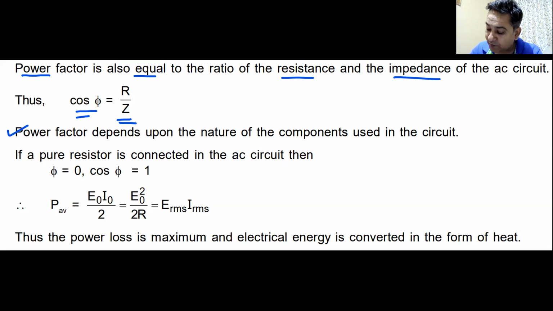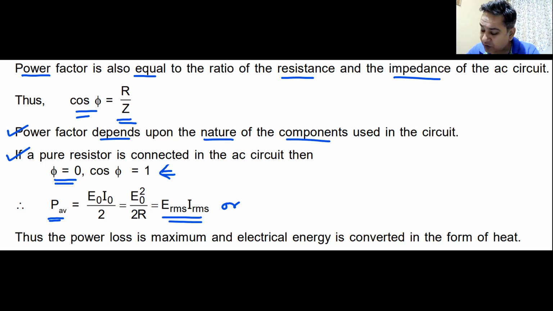Point number two, power factor depends on the nature of components. How many components does it have? It has R, it has XL, it has XC. The power factor depends on this. In the case of a pure resistor, phi is 0, cos phi is 1. So your average power becomes ERMS into IRMS, where ERMS is VRMS, or you can write it as I square RMS multiplied by R.